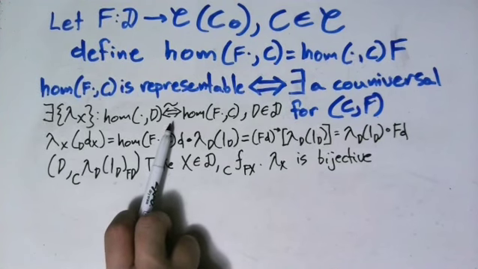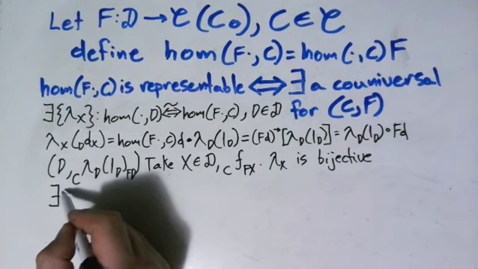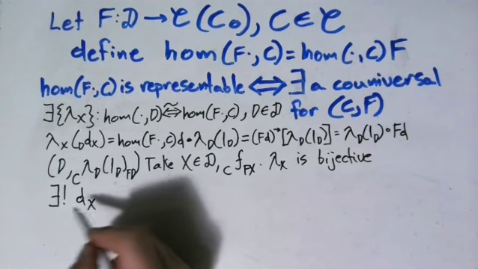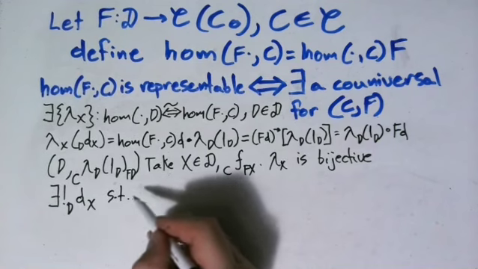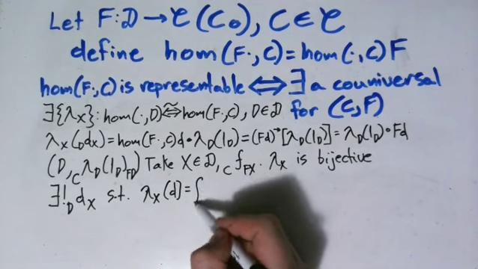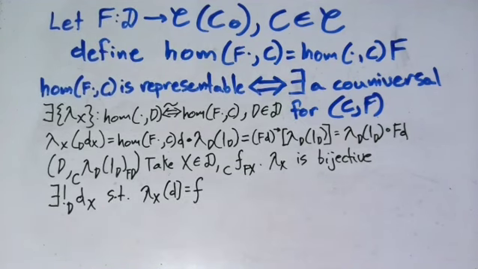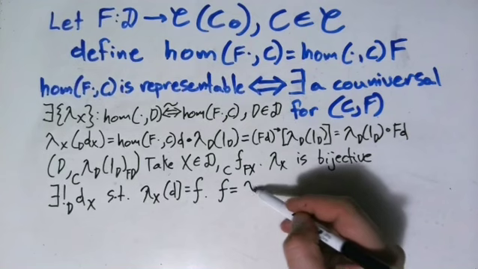It's a component in this natural isomorphism, and that natural isomorphism is in the category of sets, which means it must be a bijection. So lambda x is bijective, and so that means there's only one d going from x to d in D, such that lambda x of d is equal to f, right? It's bijective, so whatever f this is, there's only one d that's going to map to it, since the mapping is 1 to 1.